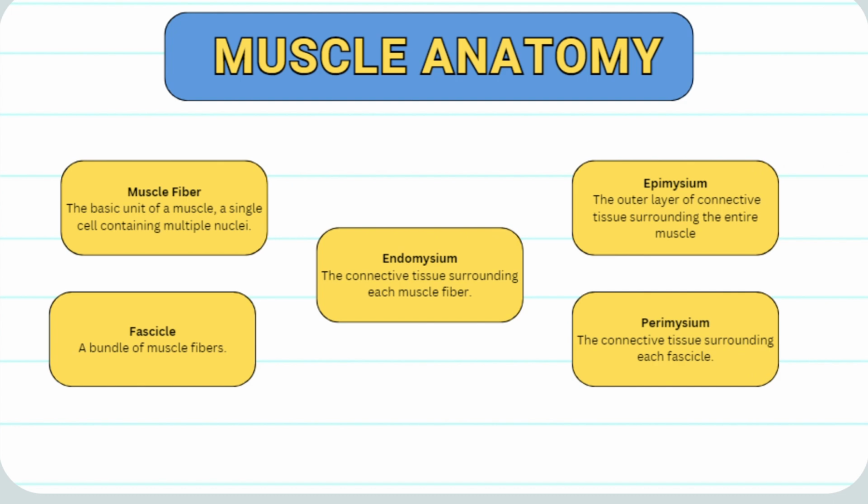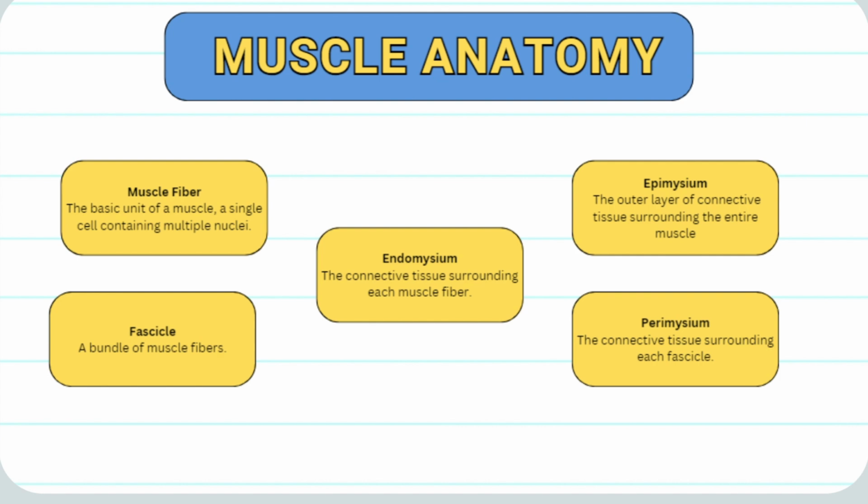Now, before we get further into muscle anatomy, I want all the students to take a look at these little definitions so that they can better understand what's in the figure. Muscle fibers are the basic unit of a muscle. It's a single cell which has multiple nuclei. It has a fancy medical term, multinucleated, but it's multiple nuclei in a single cell. And then we have the fascicle, which is a bundle of muscle fibers. So you could say that it's a collective group of many muscle fibers.